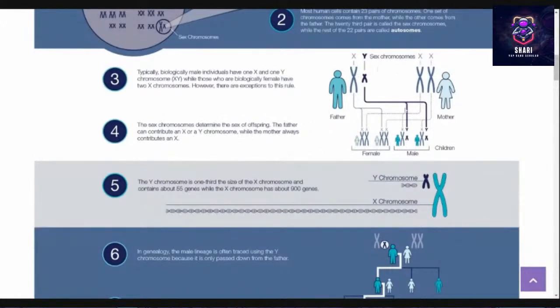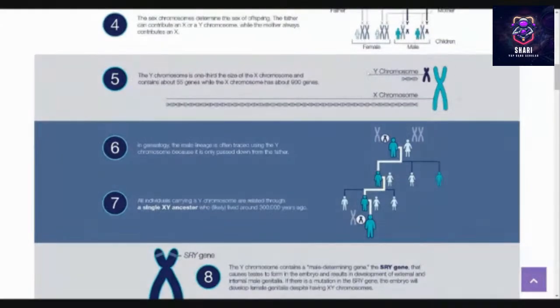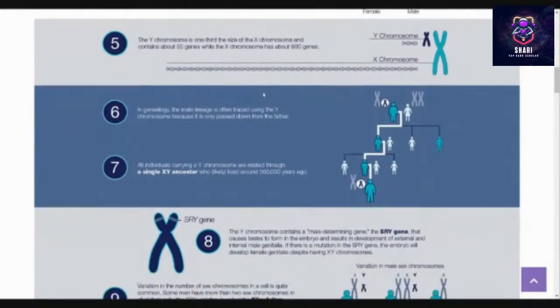And to the right of this, you can see the father, and his Y only goes to the male children, while his X goes to his female children, and the mother gives her X to both female and male children. The Y chromosome is one third the size of the X chromosome and contains about 55 genes, while the X chromosome has about 900 genes. Look at that size comparison, if y'all can see it, to the right here, where my mouse is circling. That X chromosome is huge compared to the Y chromosome. And maybe we'll get into that in another presentation.